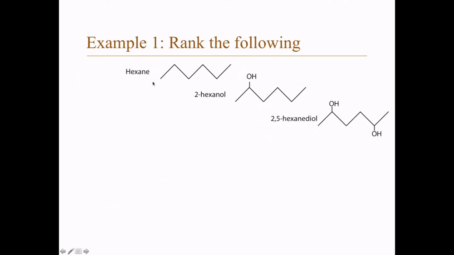We look at the compounds and see that hexane is a non-polar substance. 2-hexanol has a polar group here, a hydroxyl group or an alcohol group, and 2,5-hexanediol has two alcohol groups, two polar groups. The length or the size of the molecules is essentially the same.